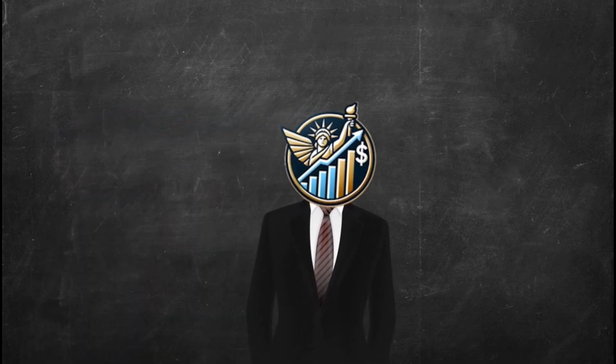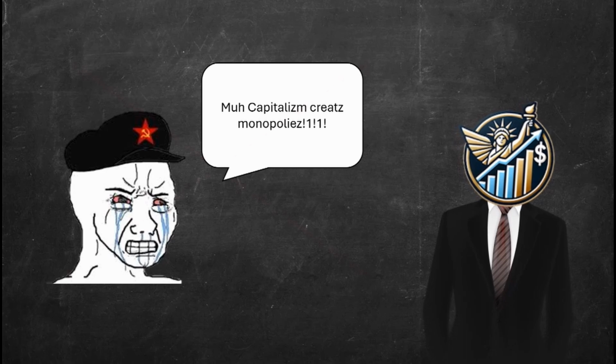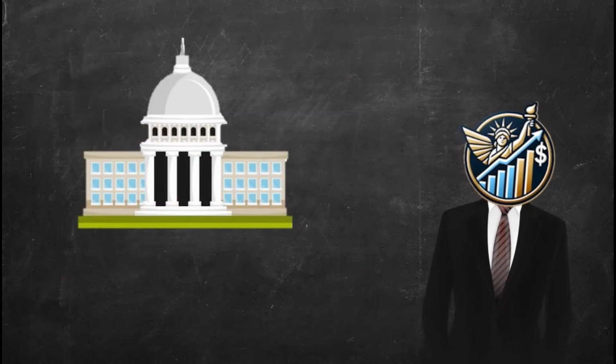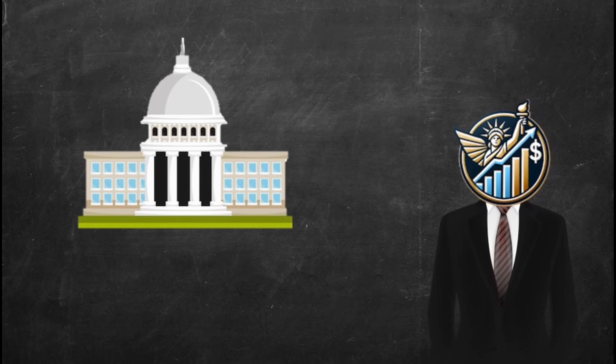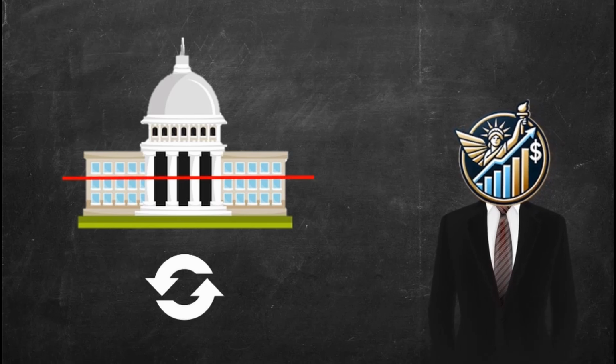Next time you hear someone blame capitalism for monopolies, remember, the invisible hand of the market isn't a problem, it's the very visible hand of the state. If we truly want a world of free markets and innovation, we need to rethink the government's role in the economy or cut it out entirely.